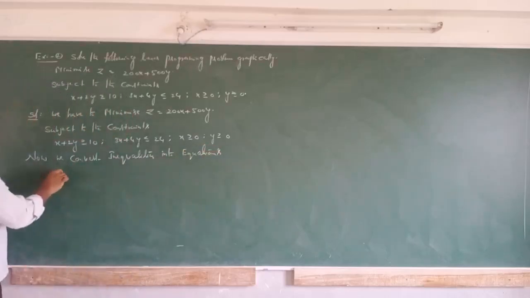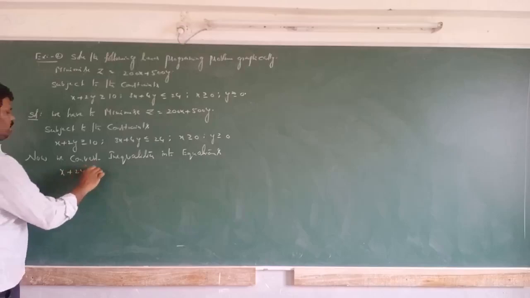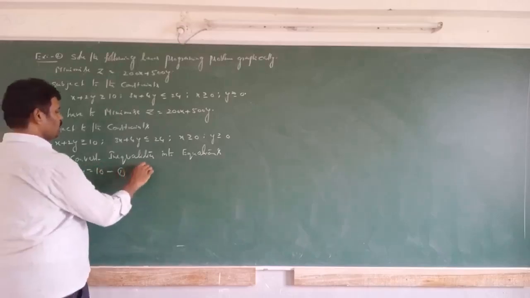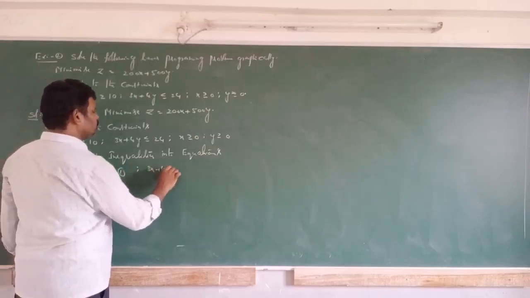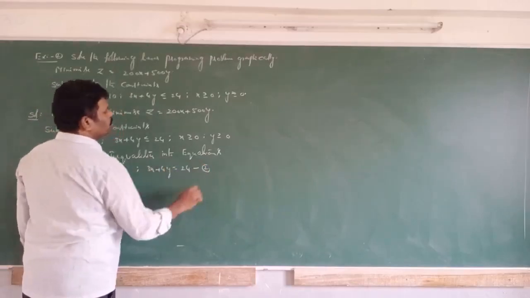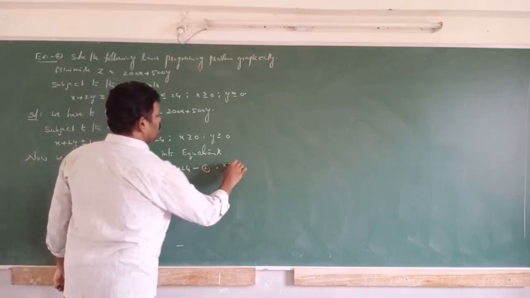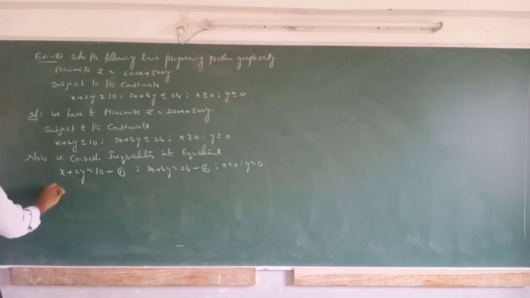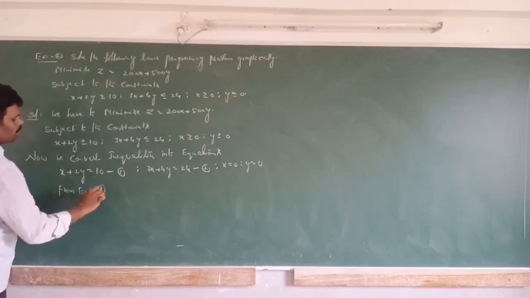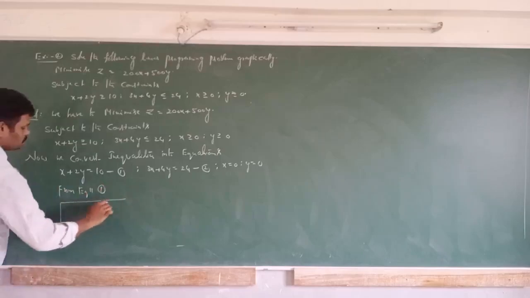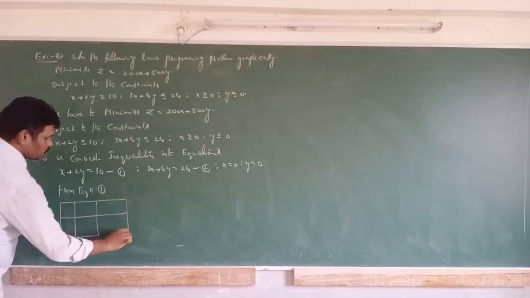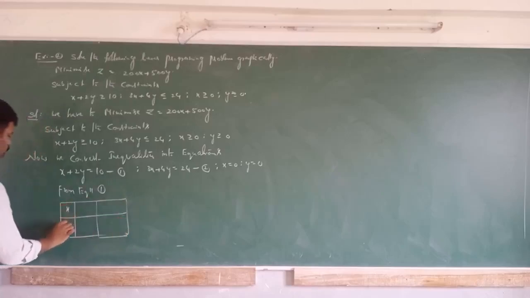Then see, x plus 2y is equal to 10, equation 1. Then 3x plus 4y is equal to 24. Then here again x is equal to 0, y is equal to 0. From equation 1, now if you want to find the x coordinates and y coordinates for plotting the graph, first we find the x value and y value.